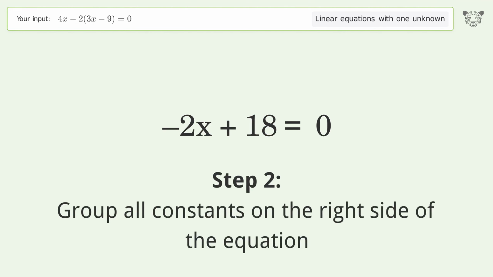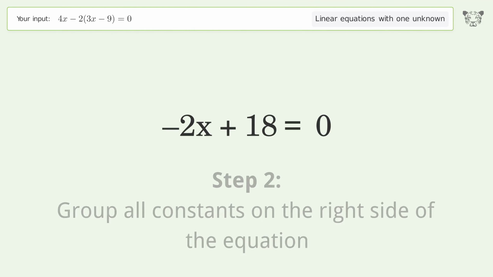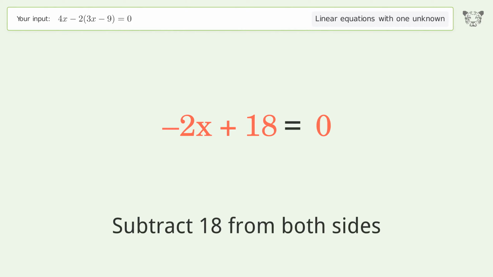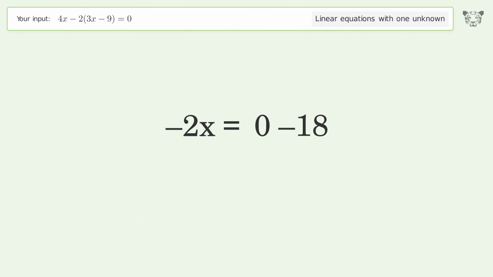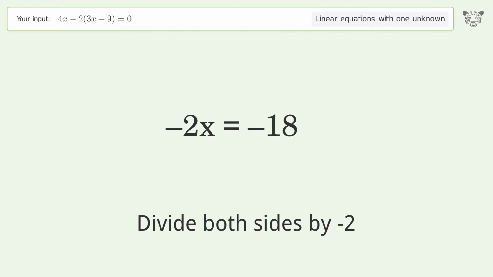Group all constants on the right side of the equation. Subtract 18 from both sides. Simplify the arithmetic. Isolate the x. Divide both sides by -2.